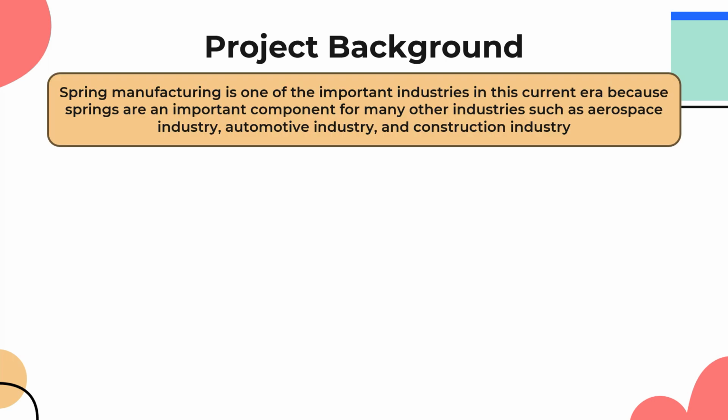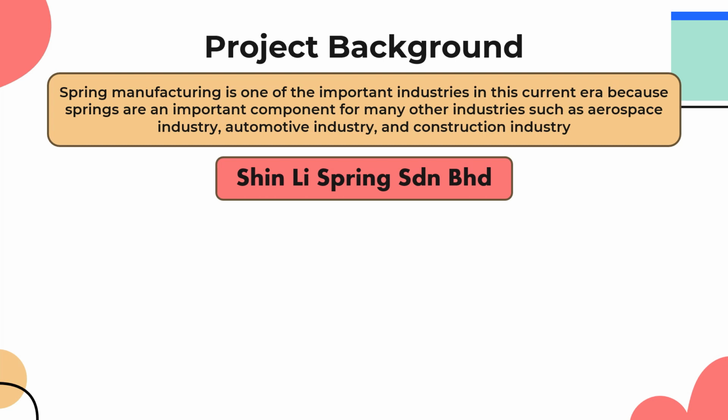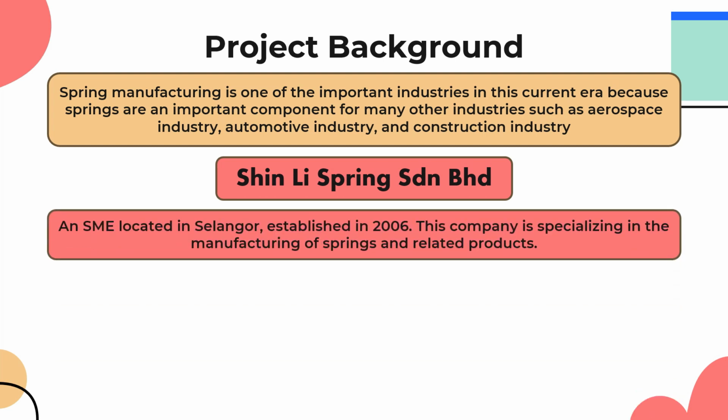So, spring manufacturing is one of the important industries in this current era because springs are an important component for many other industries such as aerospace industry, automotive industry, and construction industry. And my case study for this project is Shinli Spring Sdn Bhd, which is an SME located in Selangor, established in 2006. This company specializes in the manufacturing of springs and related products.